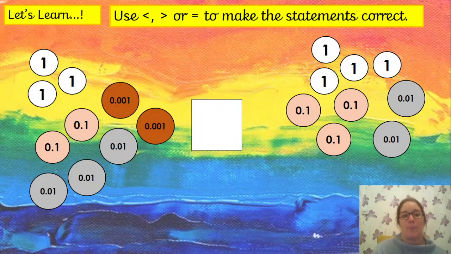How about this one? We've got 3 ones, 2/10, 3/100 and 2/1000, or we've got 4 ones, 3/10, 2/100. So on the left we've got 3.232, and over here we've got 4.32. We know 4 wholes is greater than 3 wholes. So 3.232 is less than 4.32.